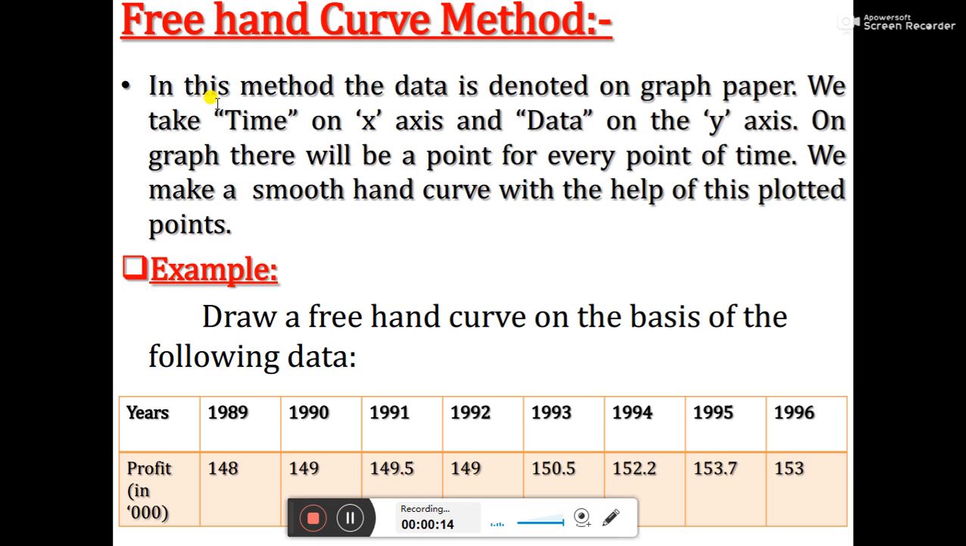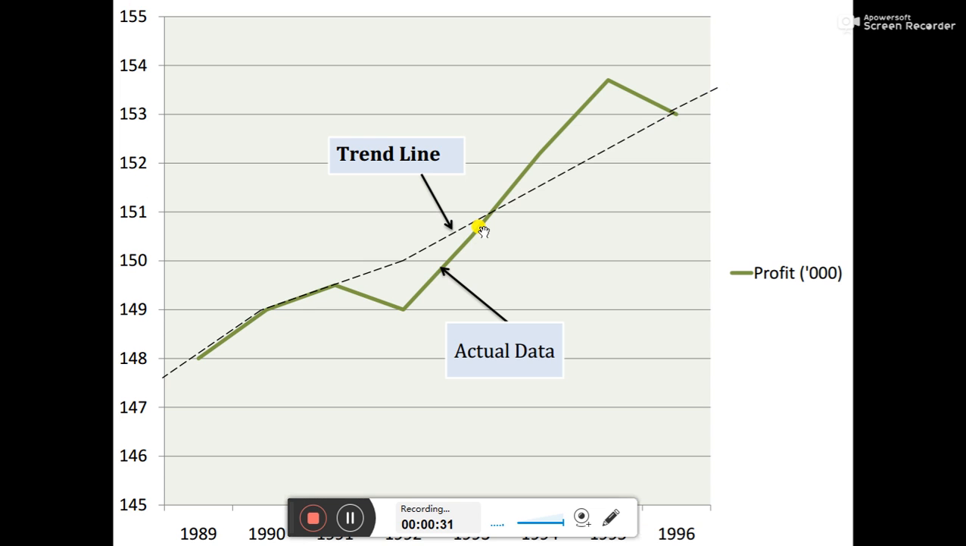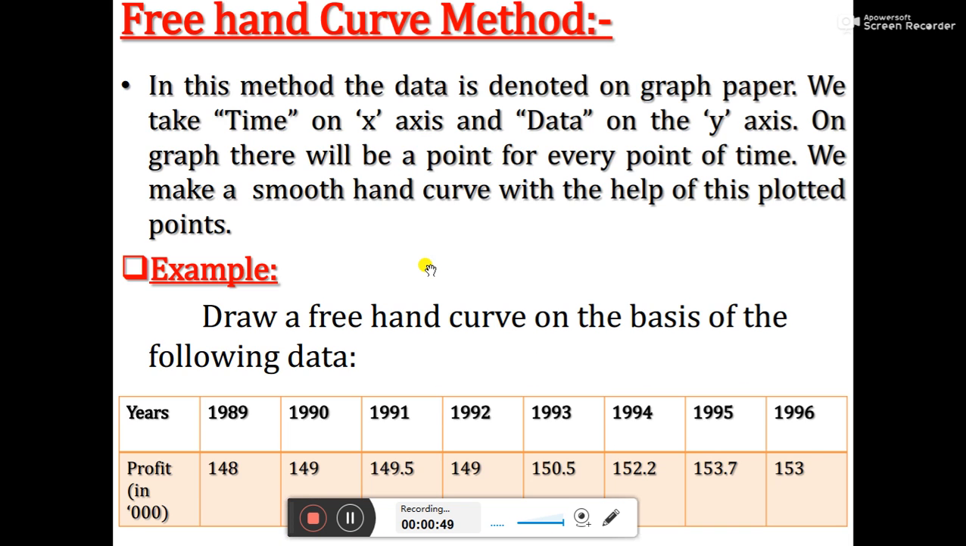So the freehand curve method. In this method the data is plotted on graph paper. We take time on the x-axis and data on the y-axis. On the graph there will be a point for every point of time. We make a smooth hand curve with the help of these plotted points. So suppose like this one, we can plot this by hand. This green line is for the actual data, and the trend line can be drawn with respect to that data, and that is simply the freehand method.